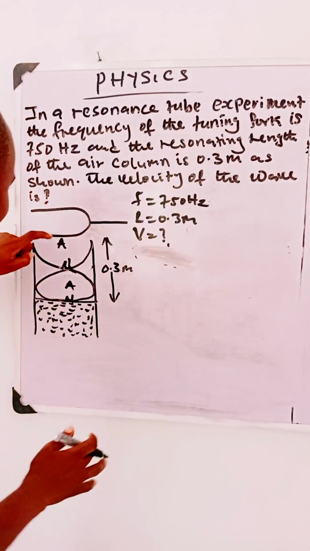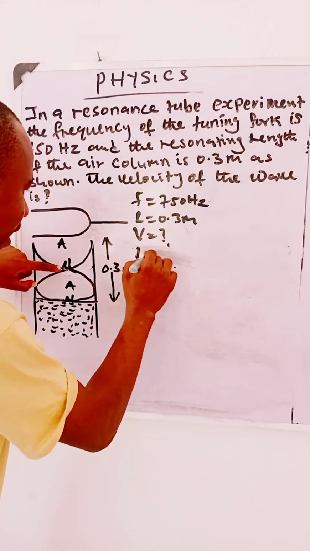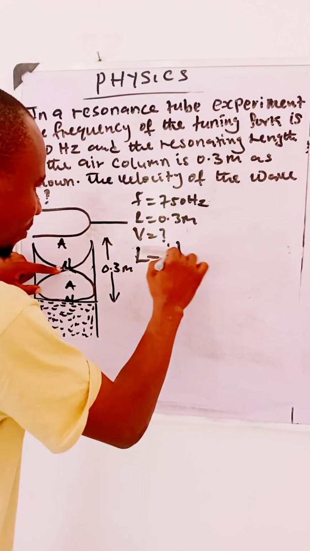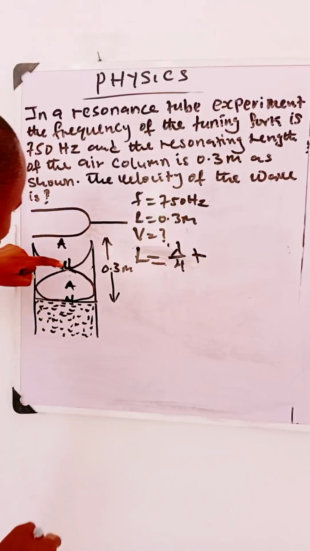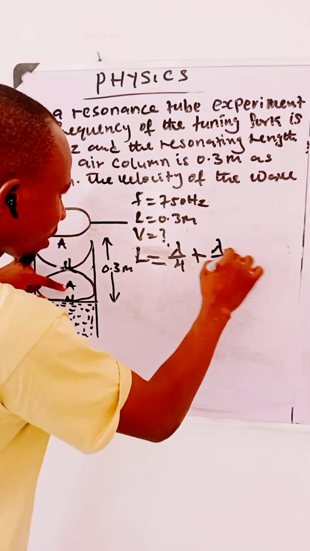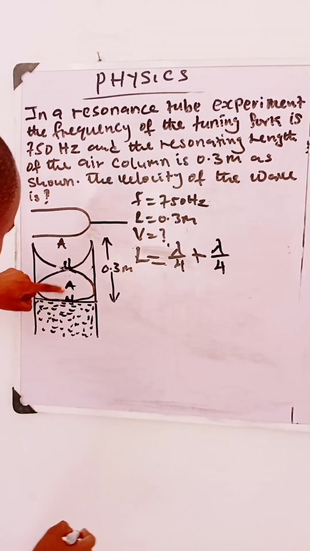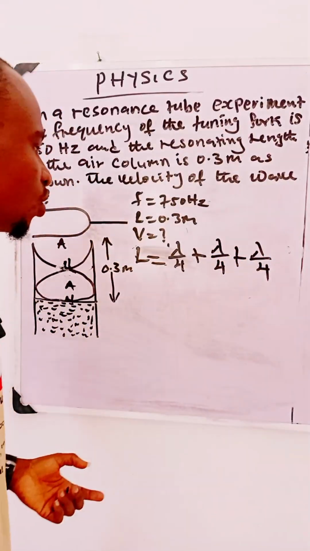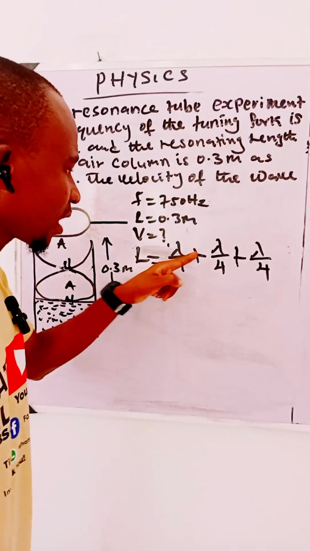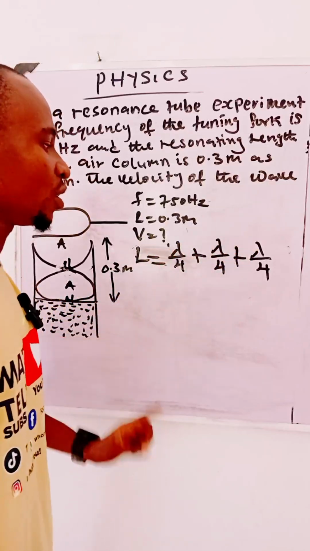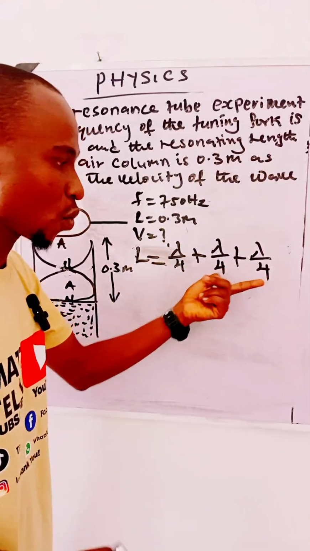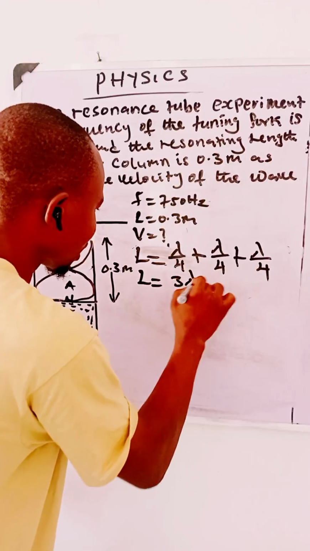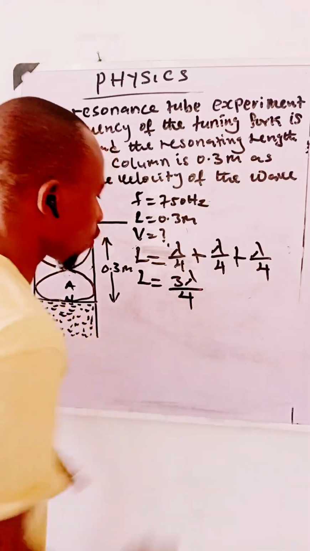So what I'm going to have is from here to here, that is my L now. I'm going to add from here to here is lambda over 4, plus from here to here the same thing, lambda over 4. Then from here to here is another one, lambda over 4, right? Good. This will give me my L. So add everything, this plus this plus this will give me 3 lambda over 4. This is simple fraction. So L is equal to 3 lambda over 4, right?